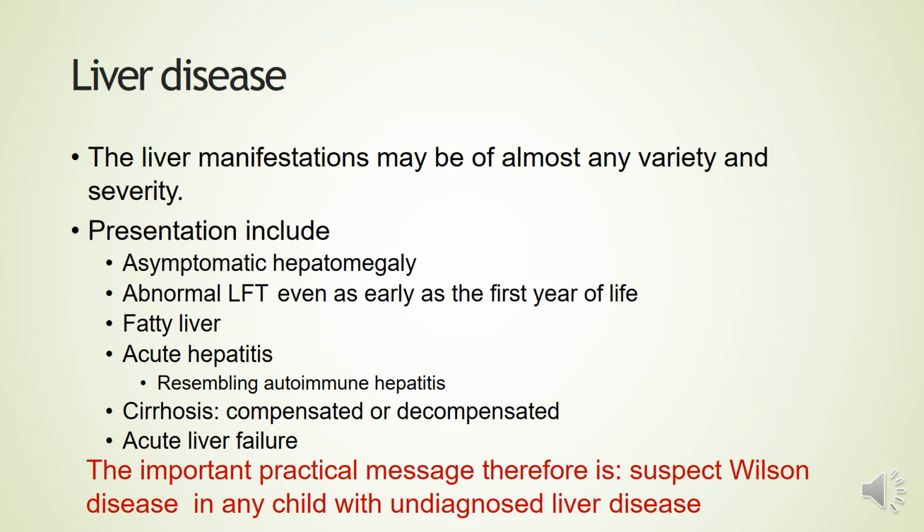So liver disease, the manifestations of liver disease are of any variety, and it can be of any severity. The presentation can include an asymptomatic hepatomegaly, or somebody presents with just abnormal LFTs even as early as the first year of life, and sometimes just a fatty liver which is discovered on the ultrasound, or it can be an acute hepatitis which resembles autoimmune hepatitis and can come with a sudden onset of liver failure, or chronic cirrhosis, which can be compensated or decompensated.